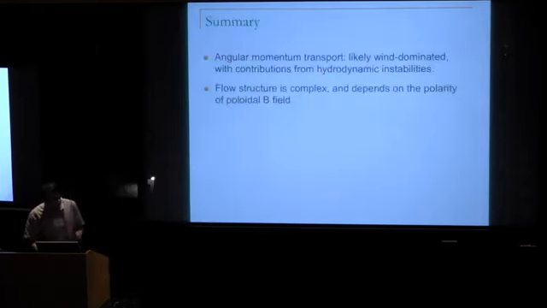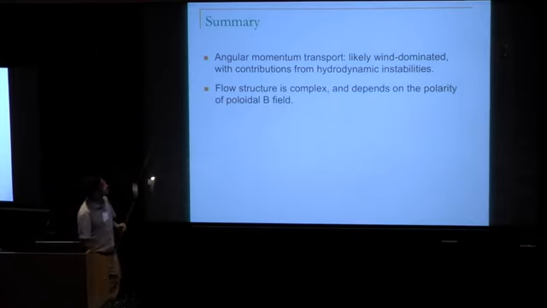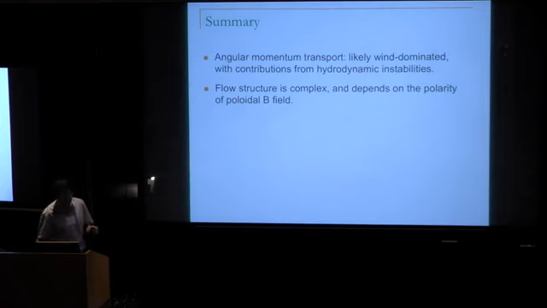All right, so let me summarize. Angular momentum transport in disks is likely wind-dominated, with possible contribution from hydrodynamic instabilities. The flow structure can be complex and depends on the polarity of the large-scale B field.